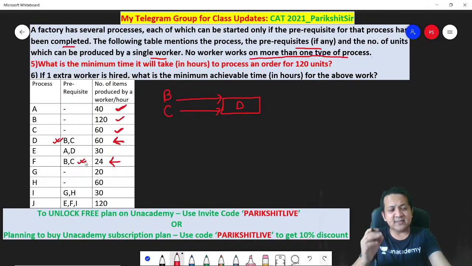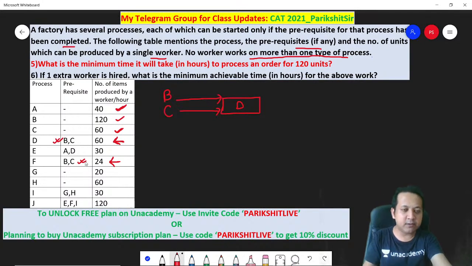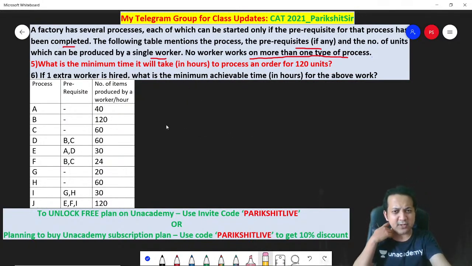This is a sequencing based caselet. Why sequencing? Remember, you have A, B, C. Similarly, D can start only when B and C are completed. So it's a sequence. Once the sequence is completed, another sequence can get started, right? If you understand this, let's get to the questions. First question.